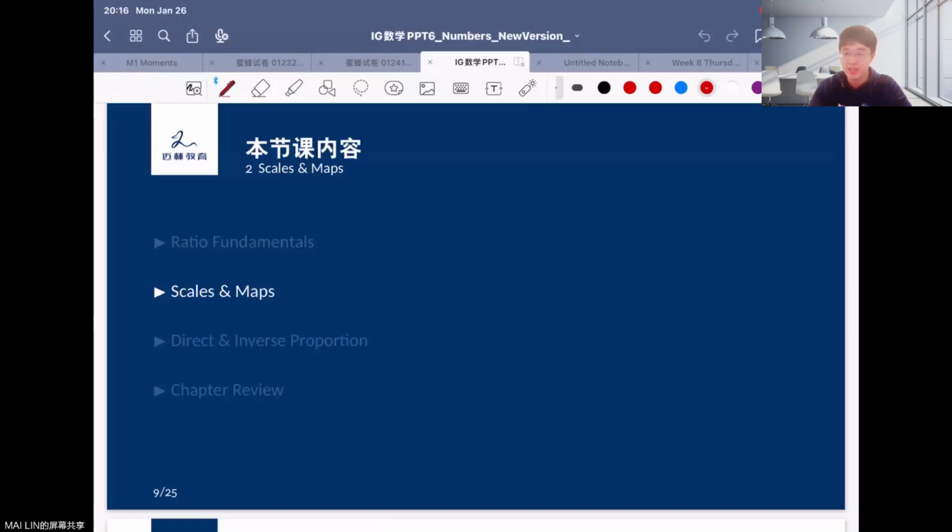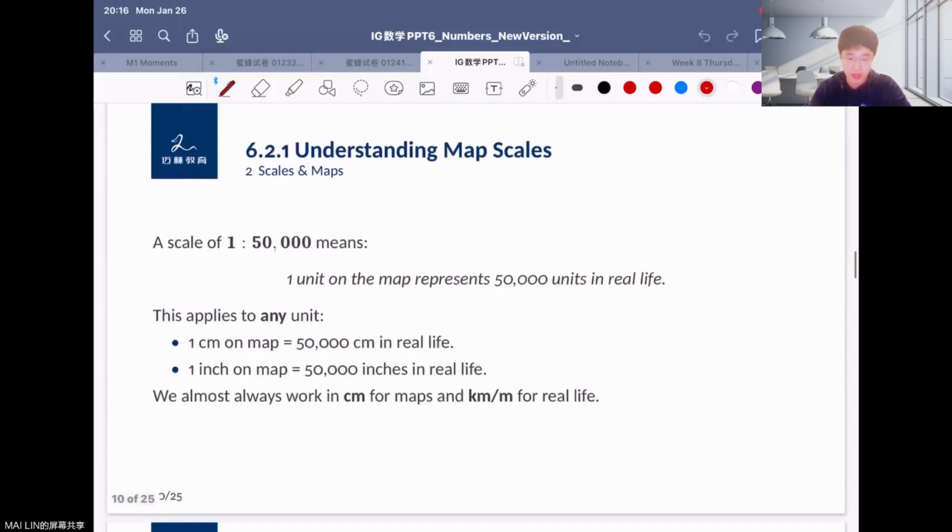Okay, hello guys. Today is our second lesson in ratio. It's like the sixth lesson in the IGCSE course. Let's move into the second part about scales and maps. Let's start with the first part about scales. Here is the meaning of the scale.